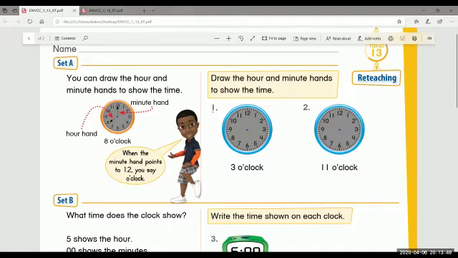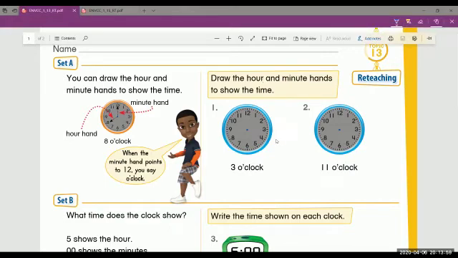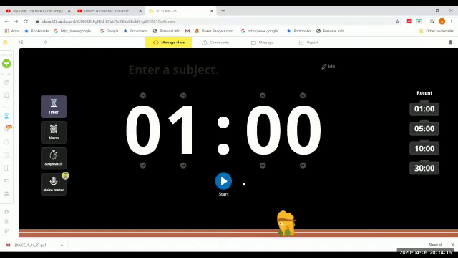Okay, so here, example number 1. Draw the hour hand and the minute hand to show the time. Here, we will draw the hour hand and the minute hand. Can you do it? Yes. So I will give you 1 minute to do. Start.